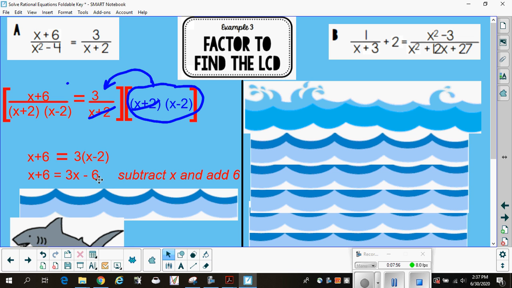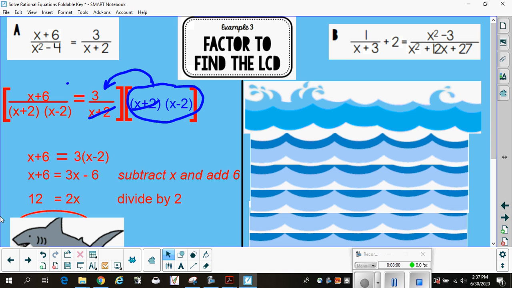I'm going to add the 6. Okay? And I'm subtracting an x from both sides. Then I'm going to divide by 2, and x is equal to 6. 6 is fine. It works. And if I plug it in, I'll get that it's equal. This is 3/8. This winds up being 12 over 6 minus 4. It's 32, which reduces to the same thing.